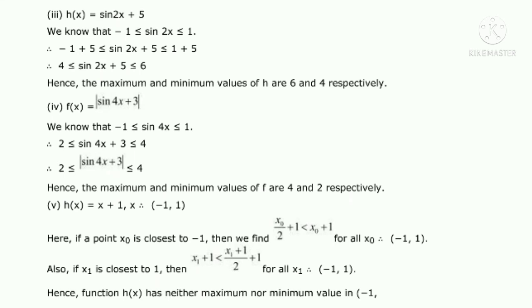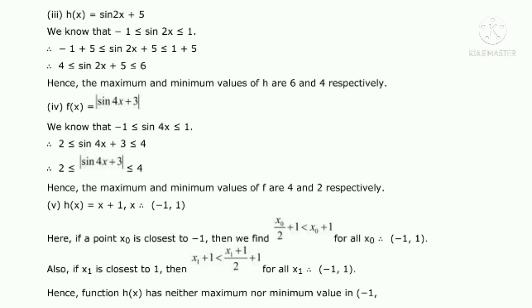And now if you take the modulus on both sides, modulus of 2 is 2 and here we write modulus of sin 4x plus 3, and modulus of 4 is 4. And now in place of modulus of sin 4x plus 3, we can write f(x). So f(x) lies between 2 and 4. That means from here easily we can say the minimum value is 2 and the maximum value is 4 respectively. So the conclusion is: hence the maximum and minimum values of f are 4 and 2 respectively.